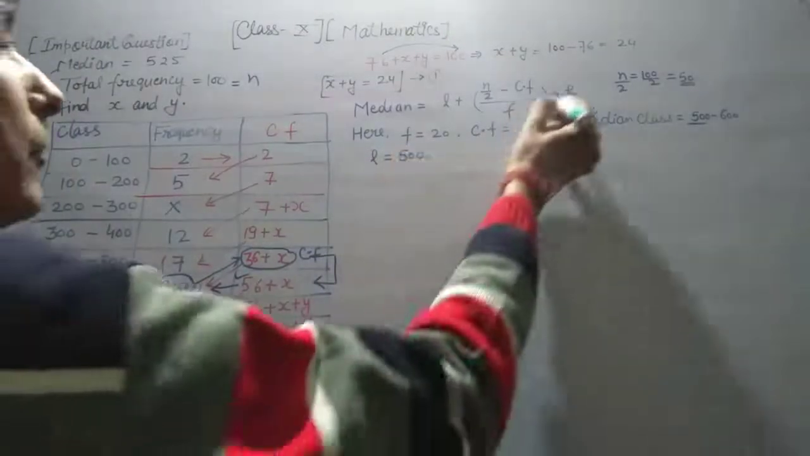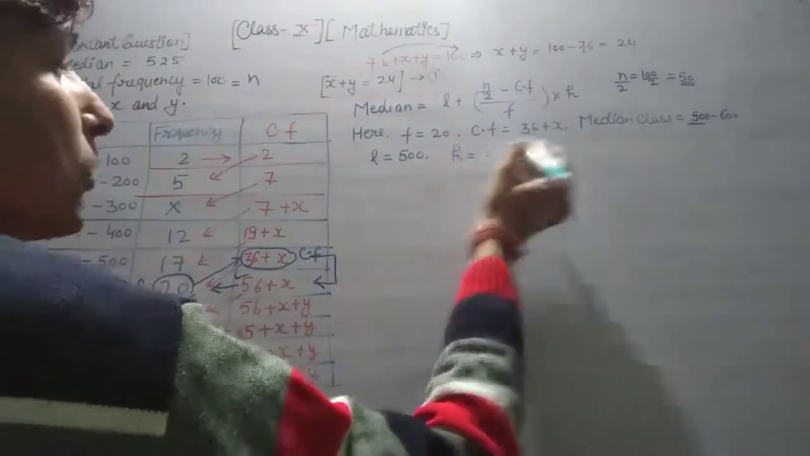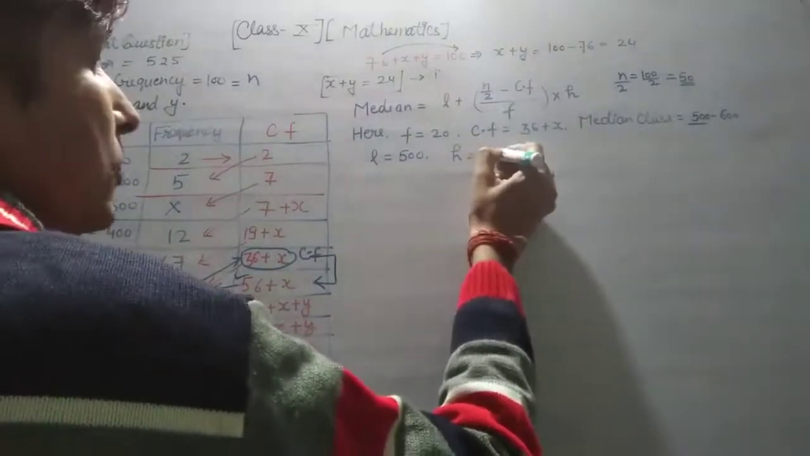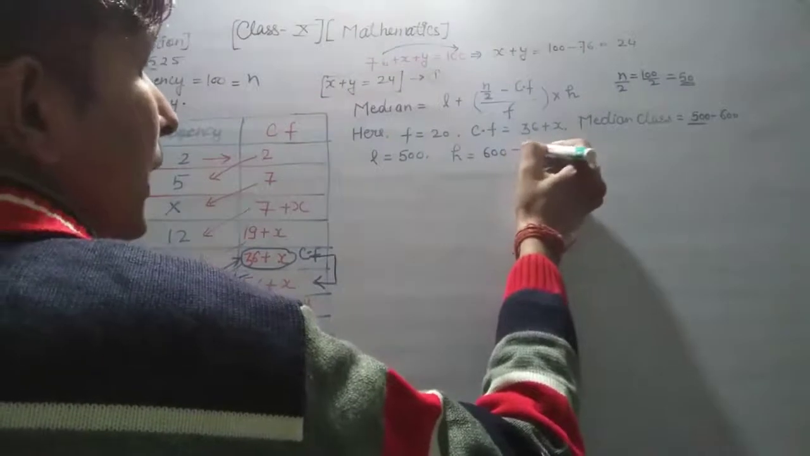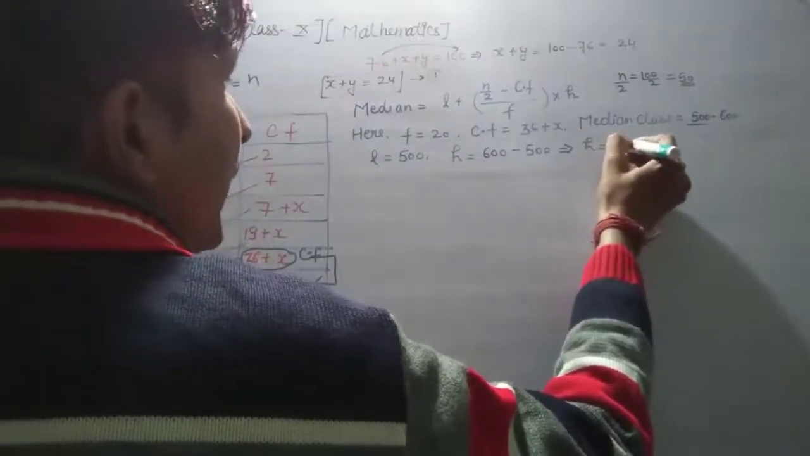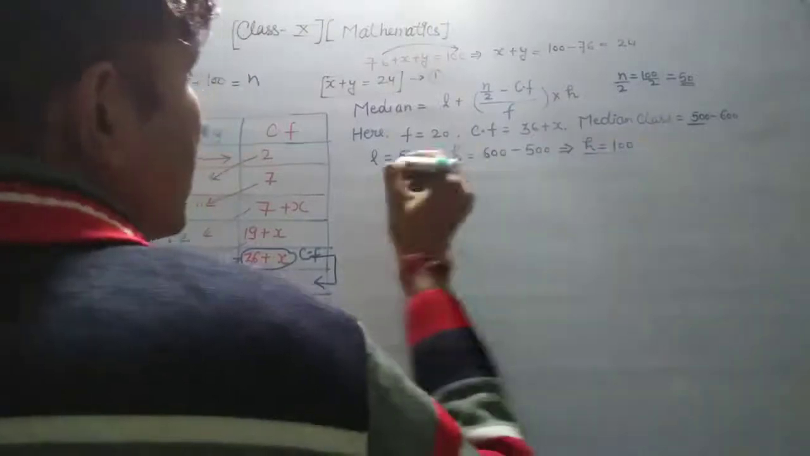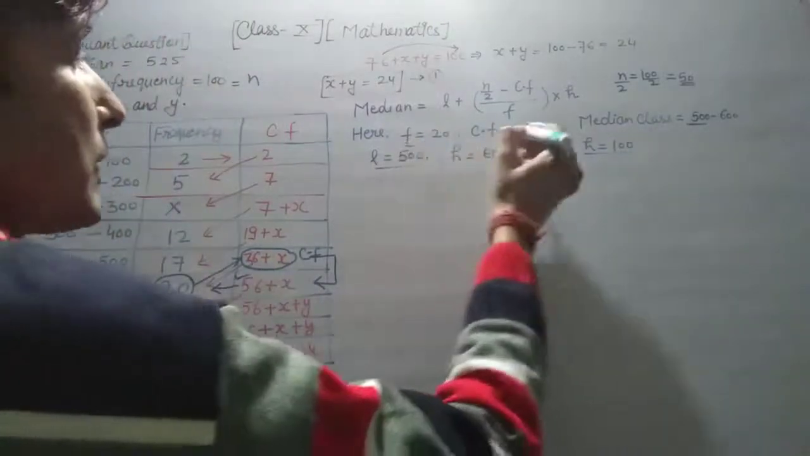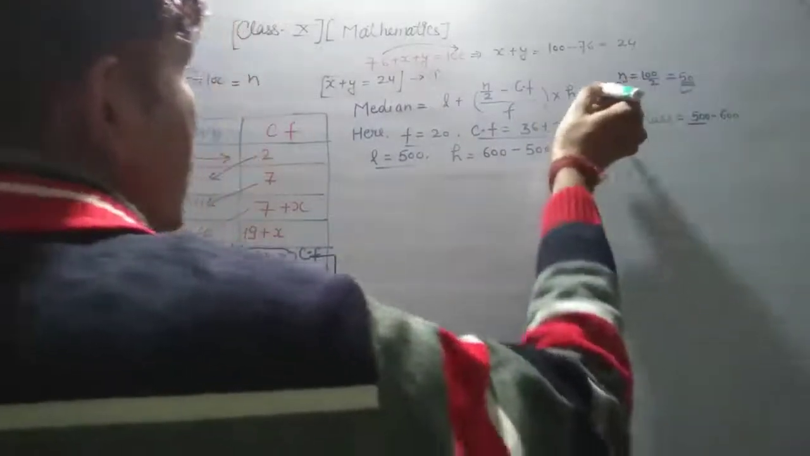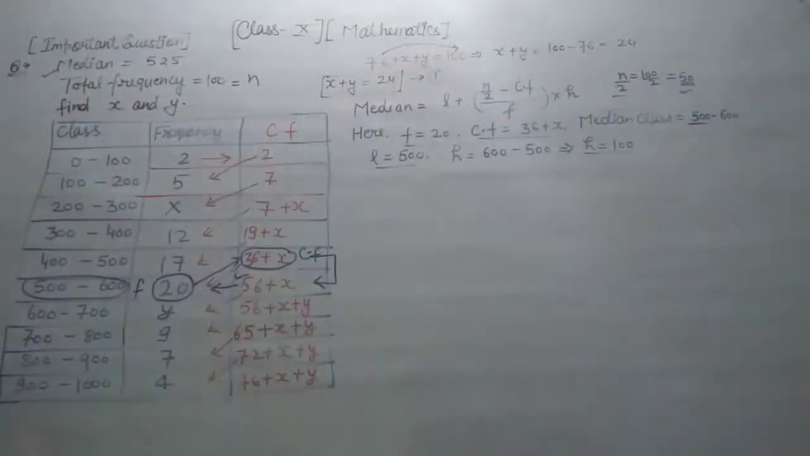And then you have to find h. h is the range, so the range is the median class interval. How to find the range? 600 minus 500, then you get the range. So h is equal to 100. So this is L, this is f, CF is this, n upon 2 is this. You have to put these here, and then calculate your second equation.